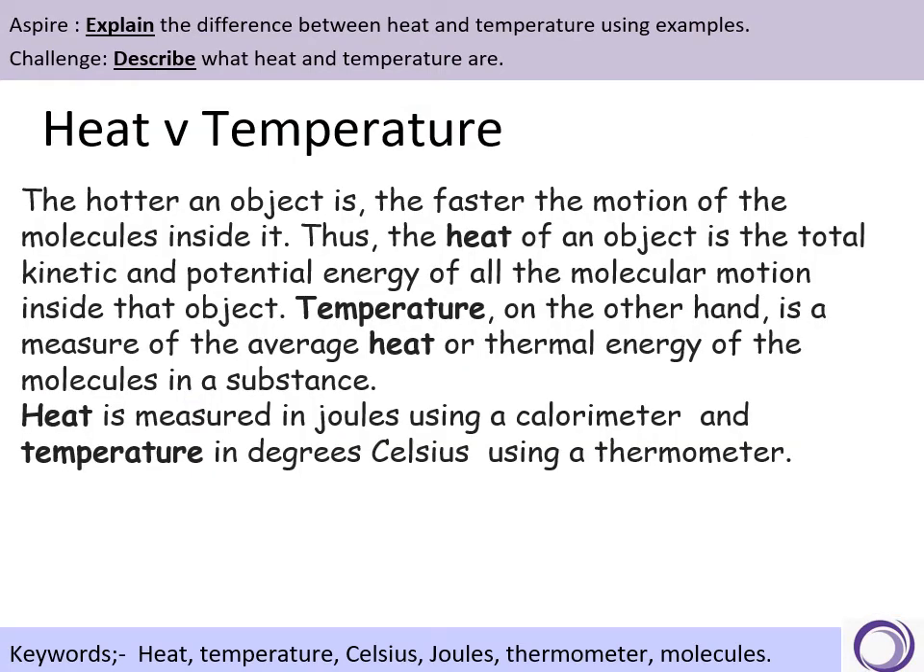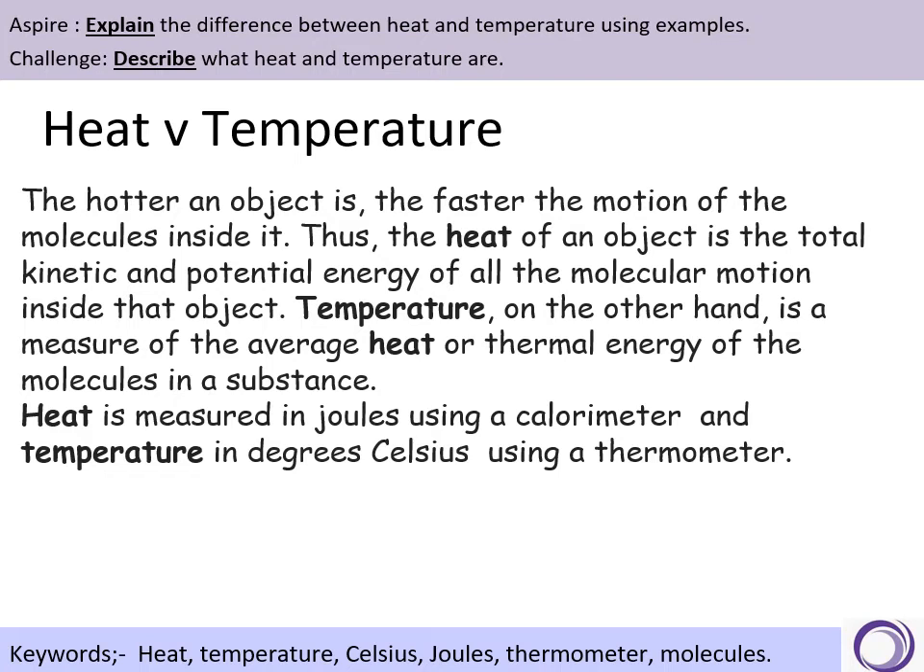If you need to write it down, so you just make sure that you know what the difference between the two is, I shall read this out to you, and you're very welcome to copy this down in your book or your notes. So, the hotter an object is, the faster the motion of the molecules inside it. Yep, because they've got more kinetic energy. Thus, the heat of an object is the total kinetic and potential energy of all the molecular motion inside that object. Ooh, technical that. It's not difficult though.